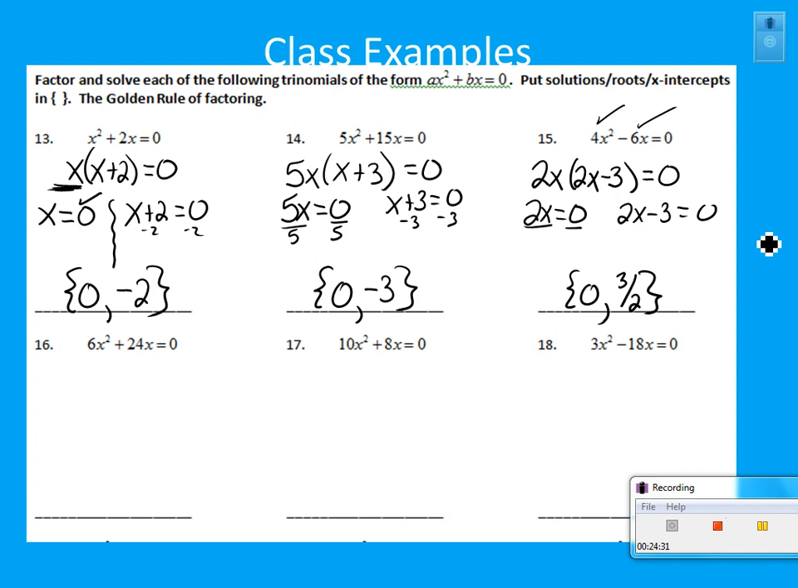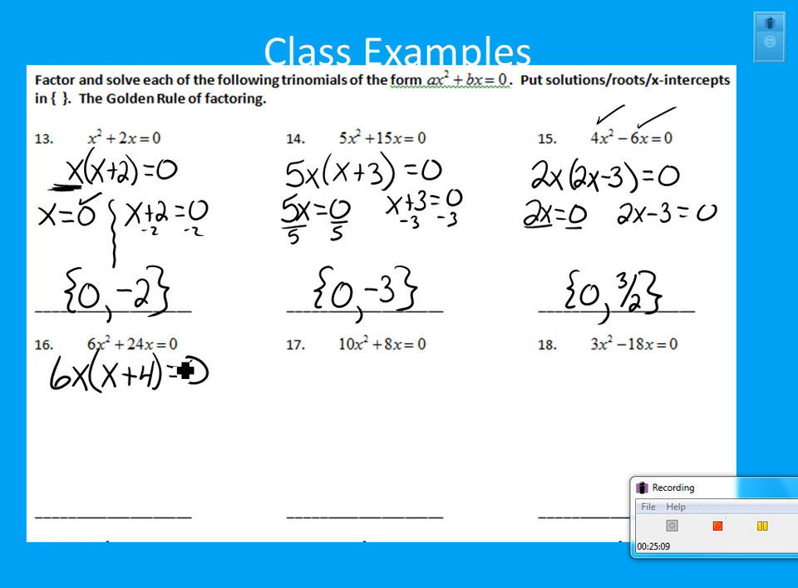Here's your number 16. Out of 6x squared plus 24x, decide what they have in common. The biggest number that goes into 6 and 24 is a 6. So I'm going to take out a 6 and an x. And then here comes a parenthesis. 6x times something is 6x squared. That something is an x. Then here's a plus sign, so I'm going to put a plus sign. 6x times something is 24x. That something is 4.